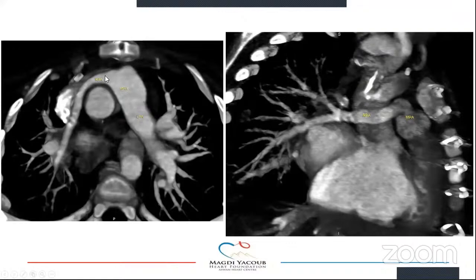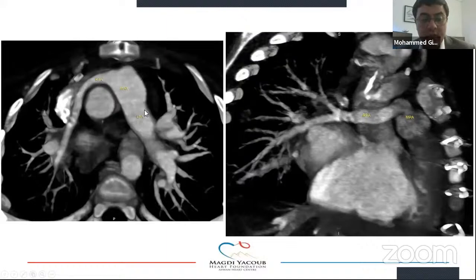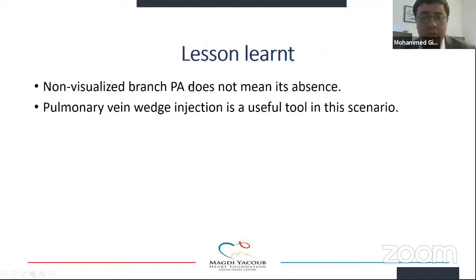So yes, these are post-operative images, volume rendered and reconstructed axial and sagittal oblique. As you see here, this is the RPA from its origin, with no ostial stenosis and no stenotic segments till its branching and arborization patterns. Please note the arborization pattern of this RPA. Note here: a non-visualized branch pulmonary artery does not mean its absence. Pulmonary vein wedge injection is a useful tool in this scenario.